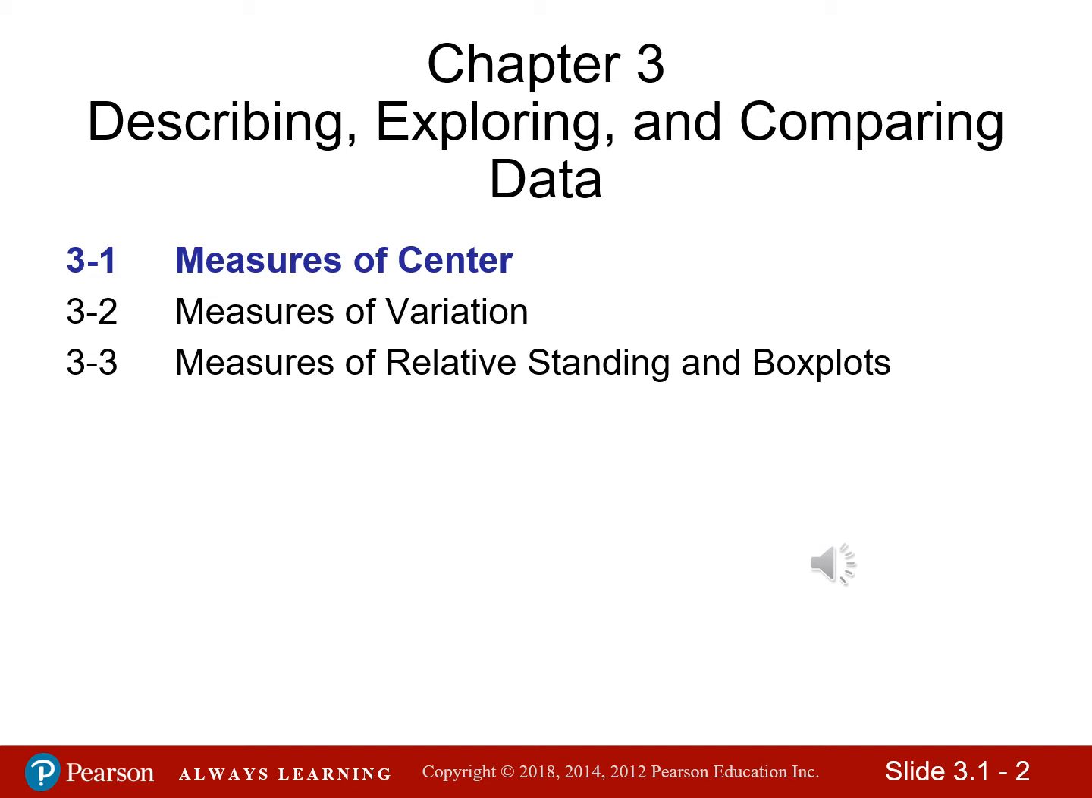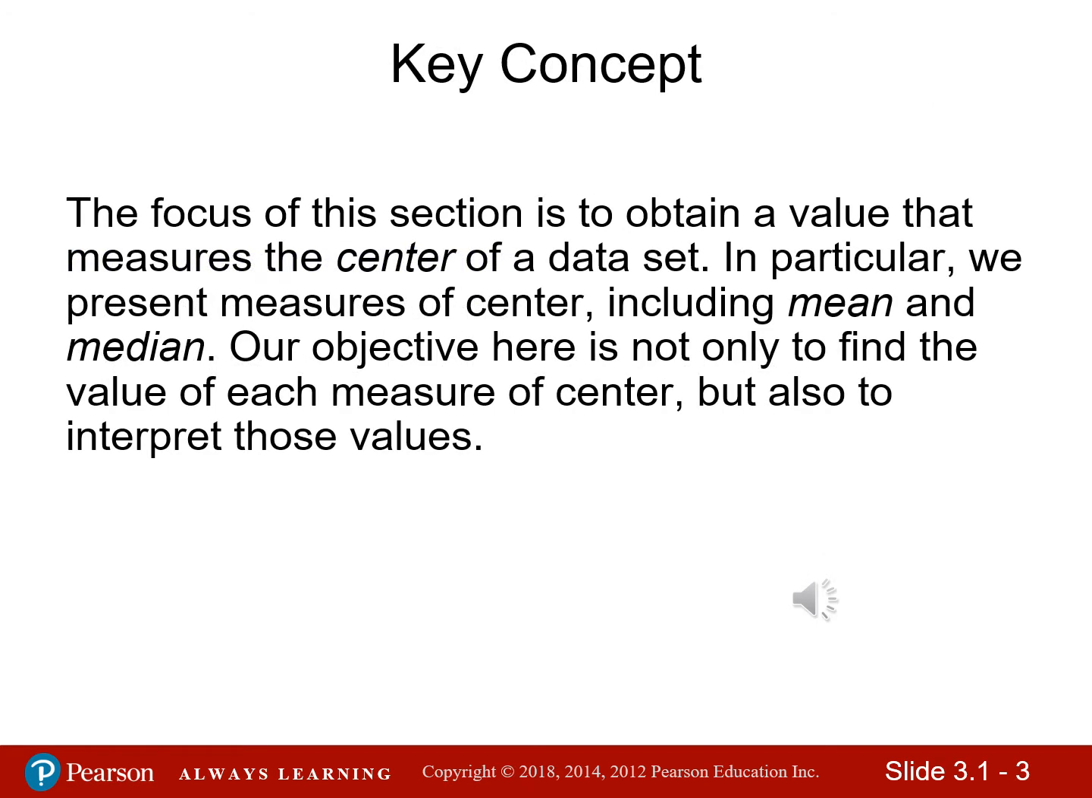In this section, we will develop the ability to measure the center of data by finding the mean, the median, the mode, and the mid-range. We will also determine whether an outlier has a substantial effect on the mean and the median. The focus of this section is to obtain a value that measures the center of a data set. In particular, we present measures of center including the mean and the median. Our objective here is not only to find the values of each measure of center, but also to interpret those values.